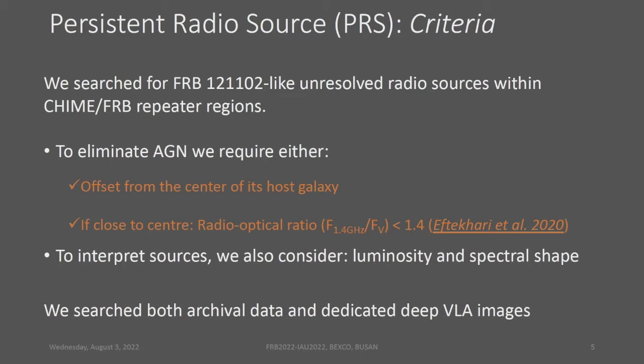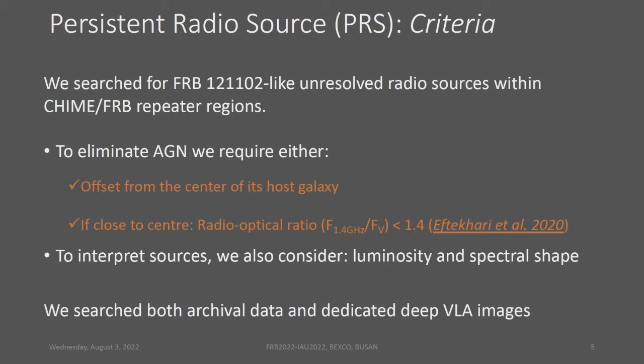So for this work, we are looking for FRB 121102-like unresolved radio sources within the CHIME/FRB repeater regions. And to this end, we'd like to eliminate active galactic nuclei by requiring that the PRS is offset from the center of its host galaxy. And for the cases where they are close, we require that the radio to optical flux ratio is less than 1.4, which is the threshold where we expect star formation activity. So to interpret these sources, we consider their luminosities and their spectral shape for this work.